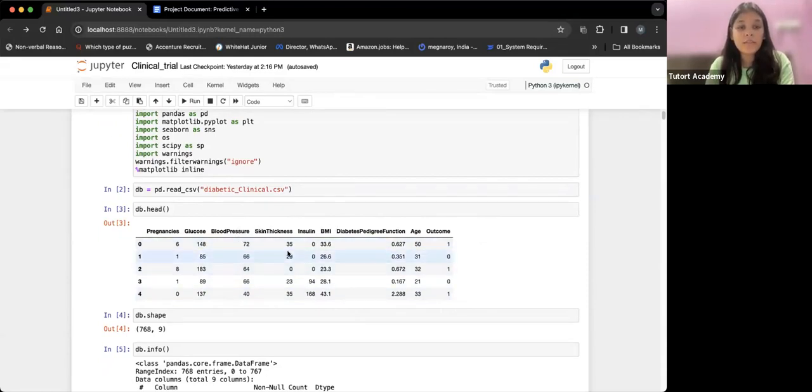And like we can see over here, we have 768 such patients. Like I said, this is a sampled data set that we are using, and that's why 768 patients on whom we will be training and learning our model from.